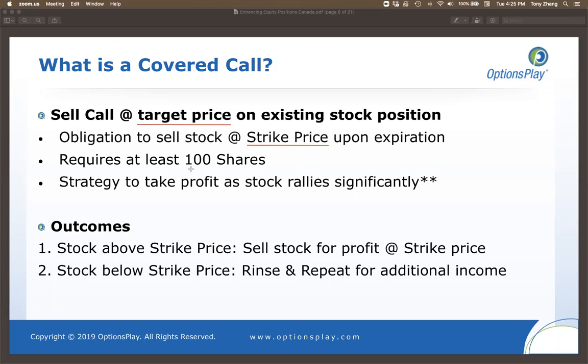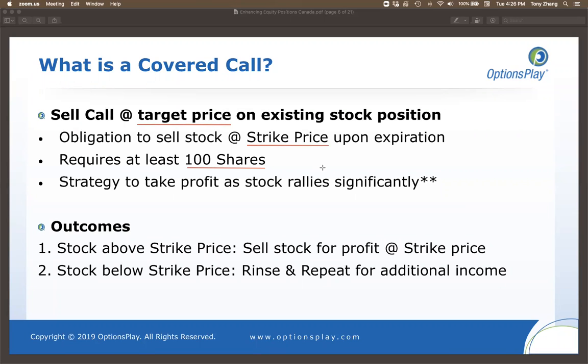Now, this does require at least 100 shares. So if you're purchasing all of your stock by cash secured puts, this will be just okay for you. But if, let's say, you've purchased some stocks on your own, with a limit order or a market order, and you have less than 100 shares, this is not a strategy that you can trade.